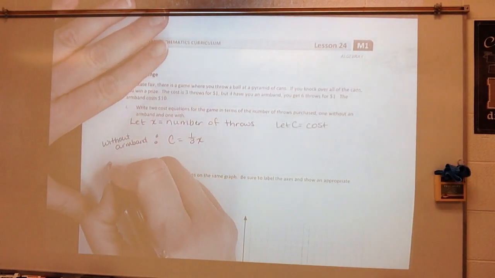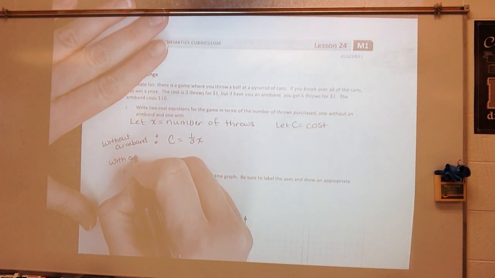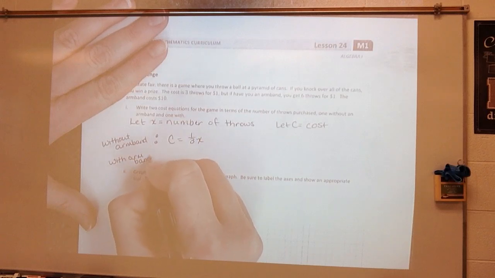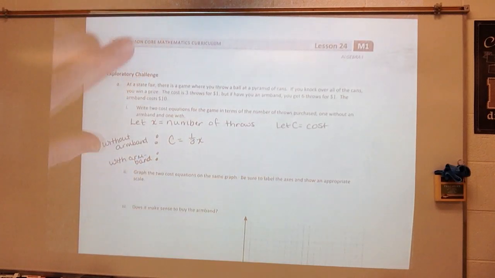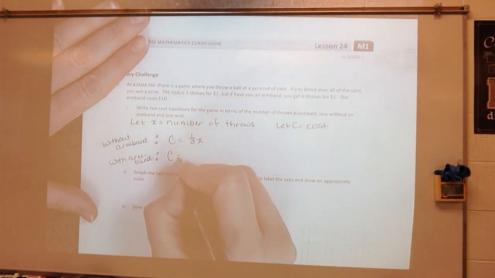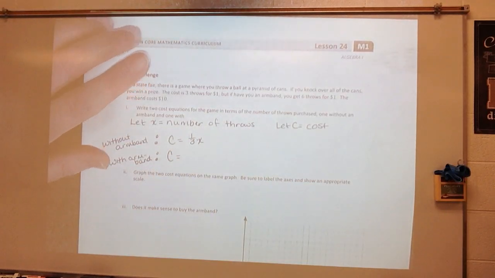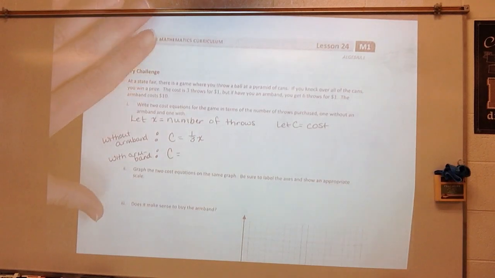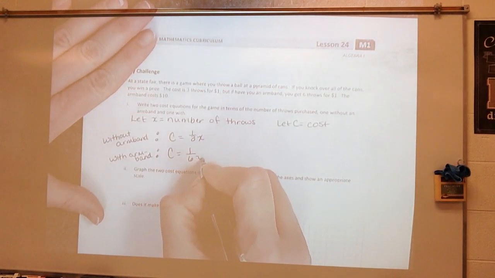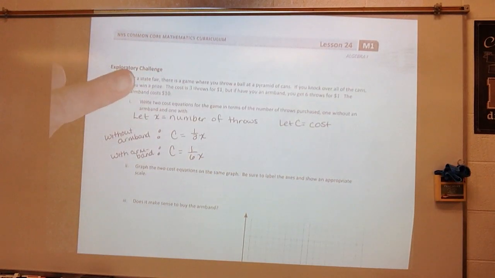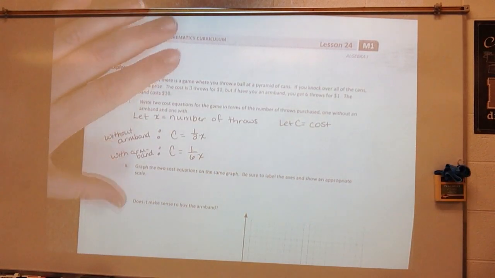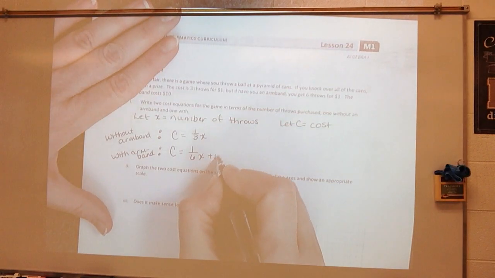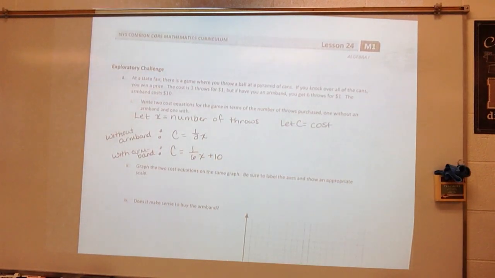Alright, now with the armband, let's talk about what that means. Okay, so my total cost would be, now in this case I get 6 throws for $1. So that means 1 throw would be 1/6 of $1. But I also have to buy the armband. So I also have to add that $10. Okay? So these are my 2 equations.